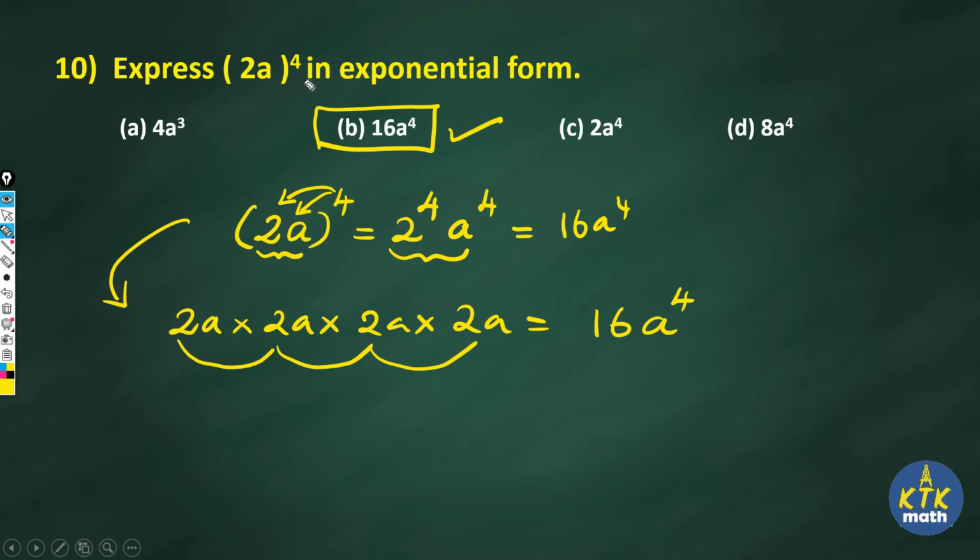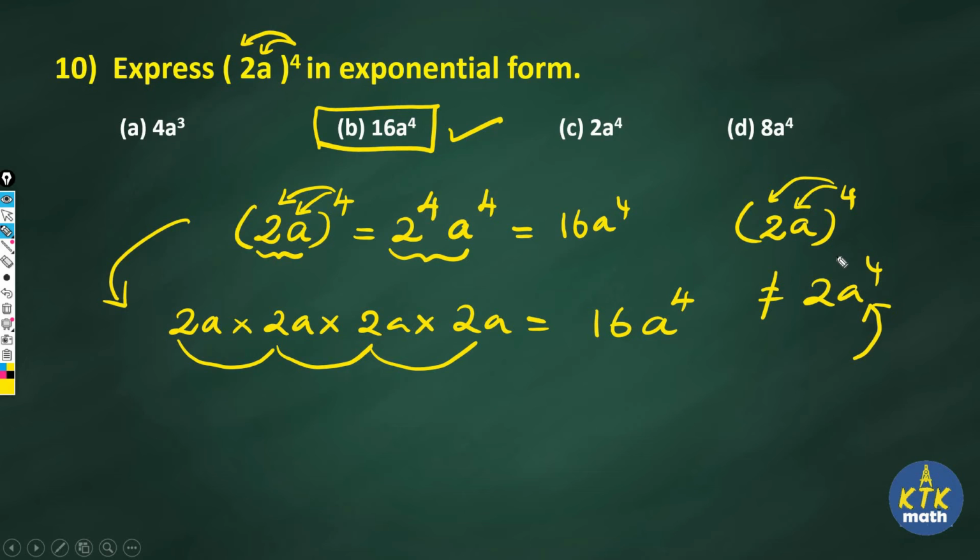And one more important thing is, when a bracket is given, make sure that the power is going to be common for whatever the number is given as well as whatever the variable is given. Sometimes people will think that (2a) power 4 is nothing but 2a power 4. So these two are not equal. When the bracket is not given, this 4 is common only for a, not for 2. But when the bracket is given, this 4 is common for a as well as for 2. So try to understand the importance of the bracket there. Is it clear now? Shall we go to the next question?